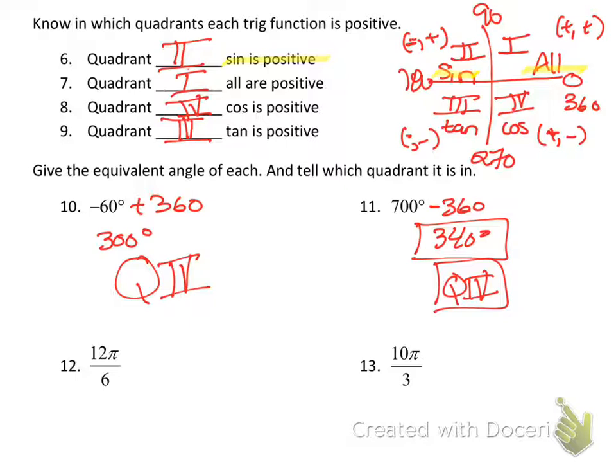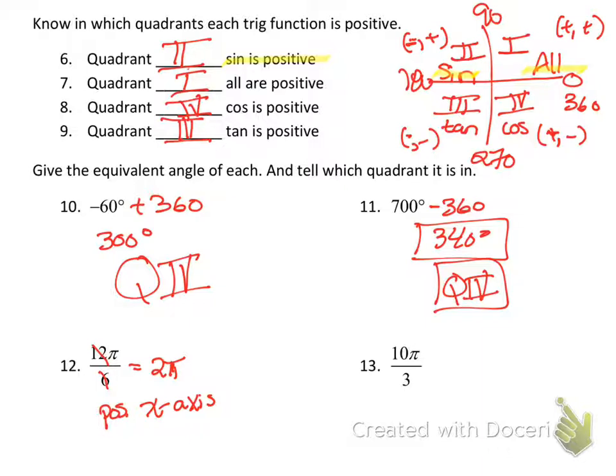Okay? 12 pi over 6. If you look at the fraction first, 12 and 6 cancels. That's just 2 pi. Well, 2 pi is one full rotation around, so it's on the positive x-axis. You can actually just say x-axis if you want, but do not give me a quadrant.